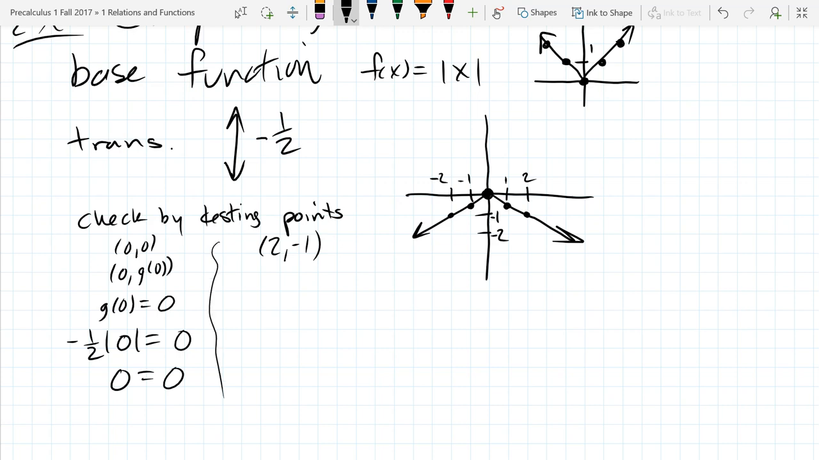So let's go ahead and test the other point. So this is 2 comma g of 2, which means g of 2, so this point right here, so g of 2 equals negative 1.